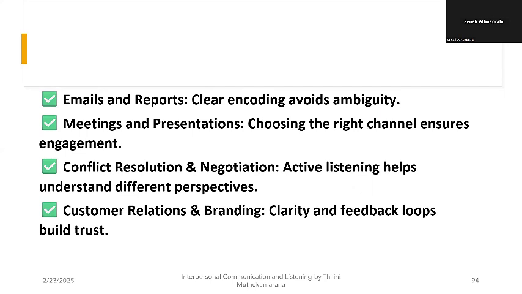Yes, we have come to the final part of the lecture. That is, when you're drafting emails and reports, you have to encode it clearly to avoid ambiguity. In meetings and presentations, you have to use the right channel to ensure the engagement of the other party. In conflict resolution and negotiation, you have to make use of active listening to understand different perspectives. And in customer relations and branding, you need clarity and feedback loops. These two are very important to build trust.